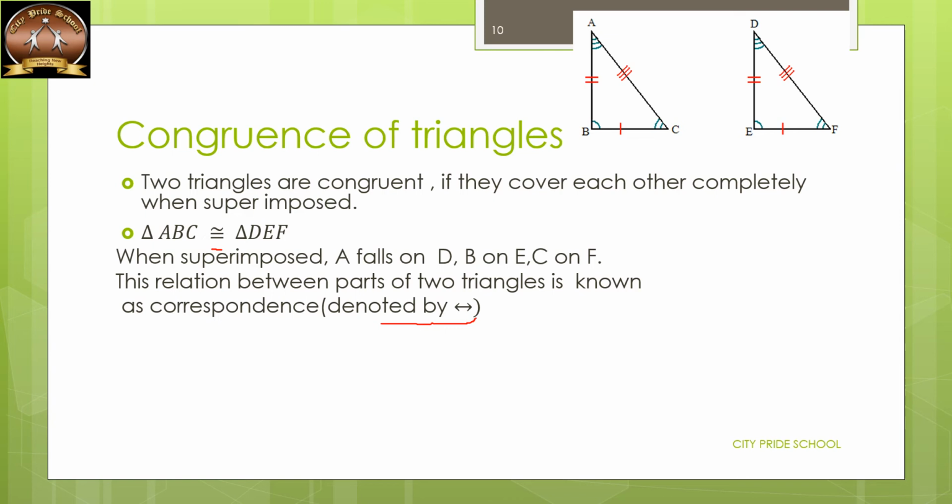So how will I write the different parts of the triangle, that is the 6 parts of the triangle? You all know the triangle has totally 6 parts, that is 3 angles and 3 sides. So how will I write this using this correspondence sign? Let us see. The angles are written like this. Angle A corresponds to angle D. Angle B corresponds to angle E. Angle C corresponds to angle F. Similarly, AB corresponds to DE, AC corresponds to side DF and side BC corresponds to side EF.